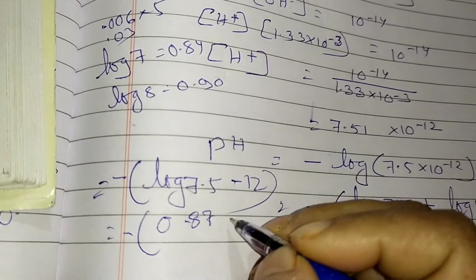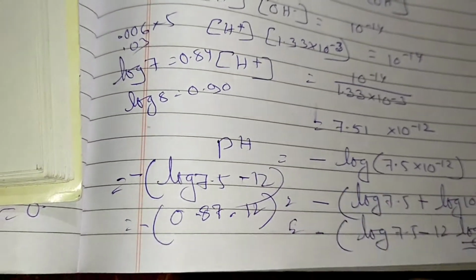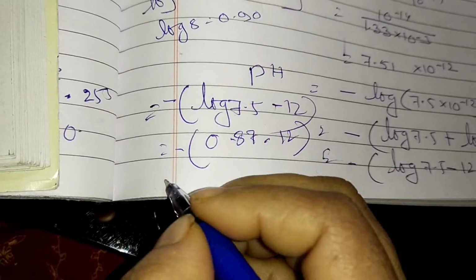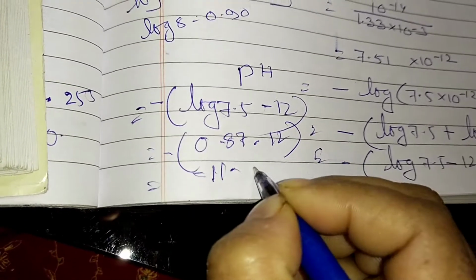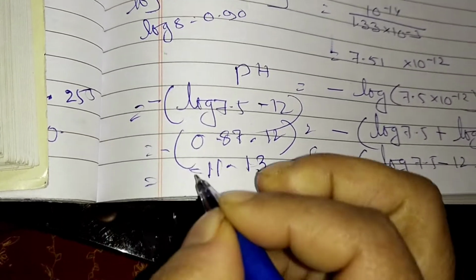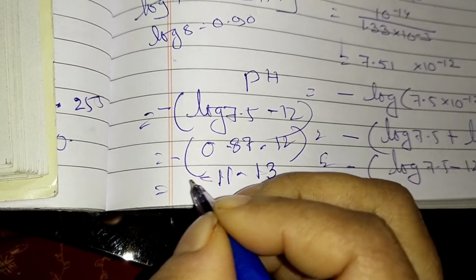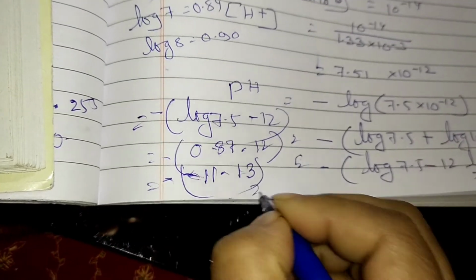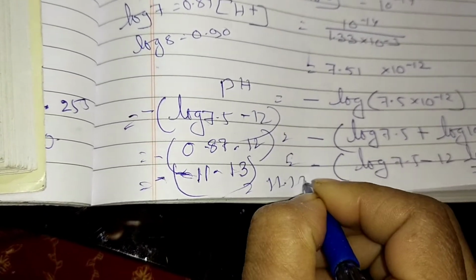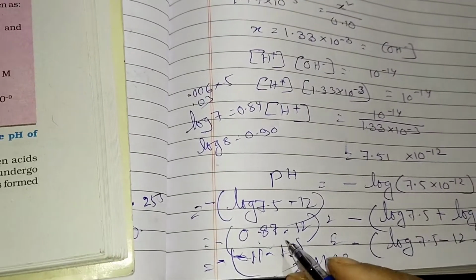And minus 12. So what will come here? Minus 12 and 0.87, it comes to about 11.13. Clear now? There is a minus in front again, so minus and minus becomes plus, so 11.13, about 12, it will come. That is what we can find.